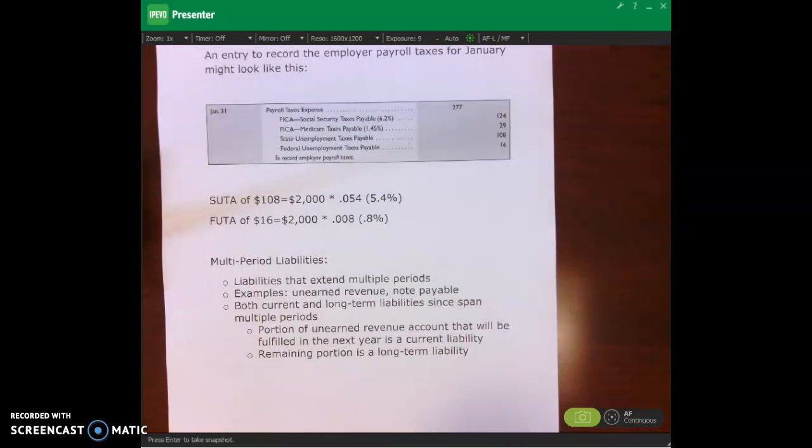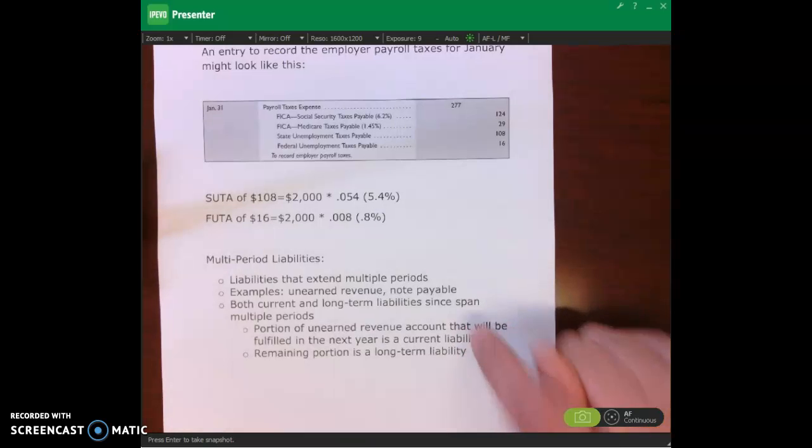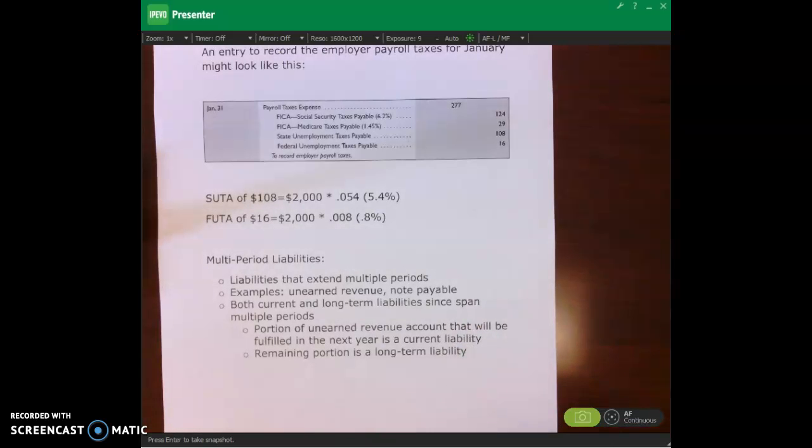We talk about multi-period liabilities. Those are liabilities that can extend multiple periods. So for example, notes payable, unearned revenue. The portion of unearned revenue that will be fulfilled within the next year is our current, and the remaining would be the long term. So basically what we're talking about here is what we talked about back in chapter 4 with the classified balance sheet. Remember, we had that long-term liability, and we said that some of that long-term liability is coming due this next year, and we removed it from long-term, and we said this is the current portion of the long-term liability. That's what we're saying here. We would have to classify that as current to say it's a current liability.